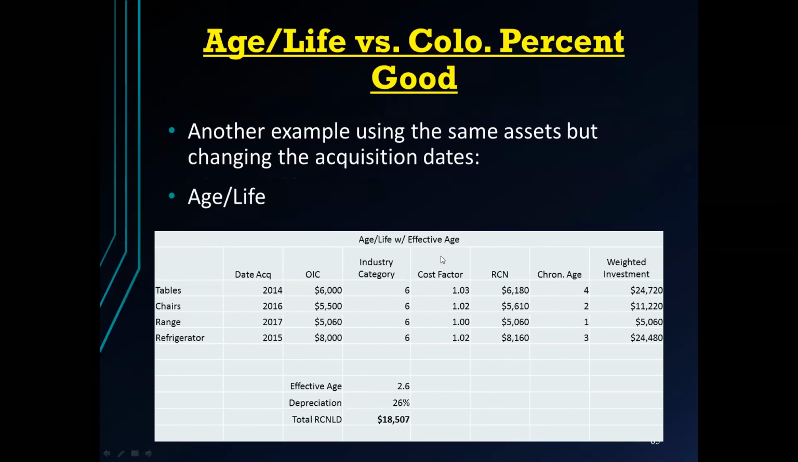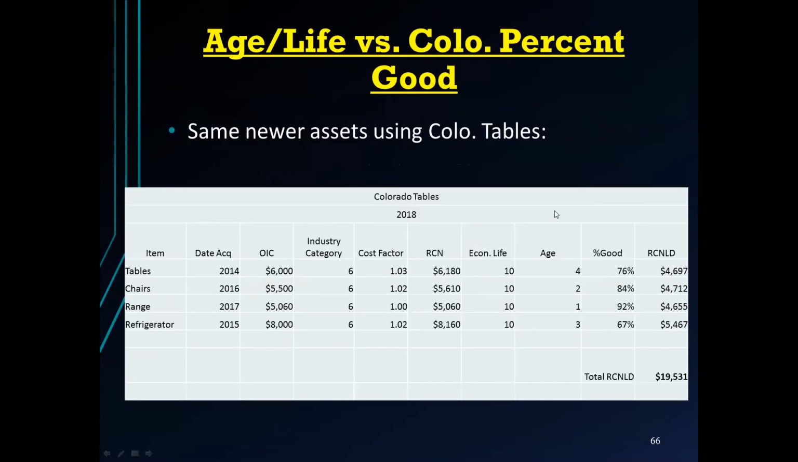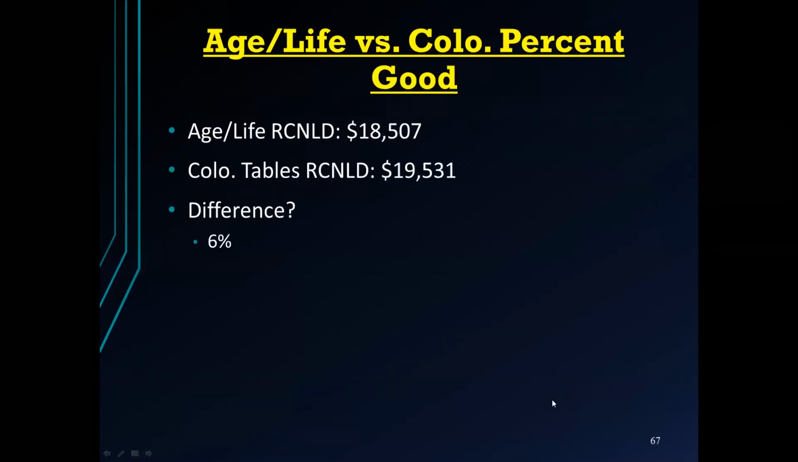Using that same age life methodology with a weighted investment, I don't have the numbers here, but if you were to do the math, you get an effective age of 2.6, 26% depreciation on a 10-year economic life, RCNLD of 18,507. Let's look at that same group of assets taken through the tables. Same thing, individual percent goods, 19,531 for our total RCNLD.